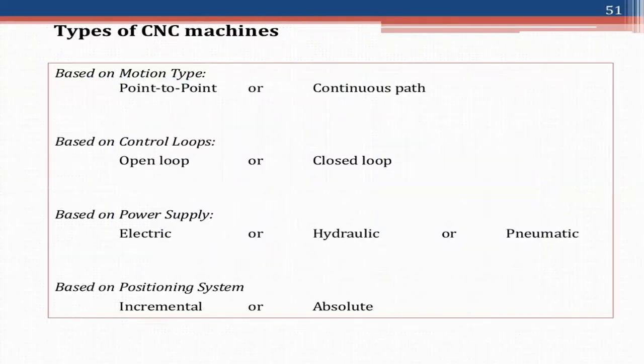Types of CNC machine. CNC machines are classified by four types. First, based on motion type: point to point or continuous path motion. Second, control: open or closed loop system. Third, based on the power supply: electrical, hydraulic, or pneumatic. The CNC machines vary depending on which power you are using.